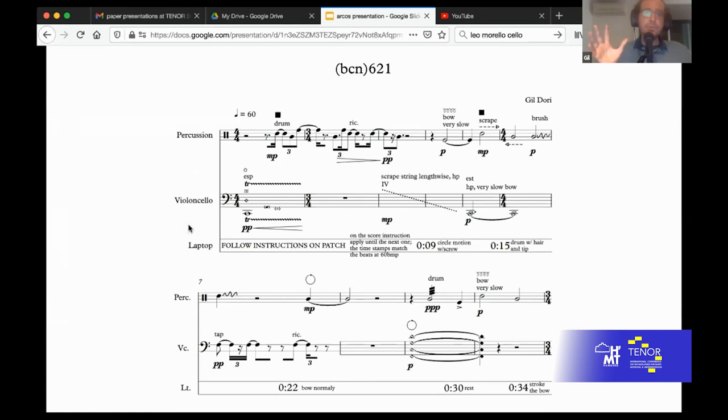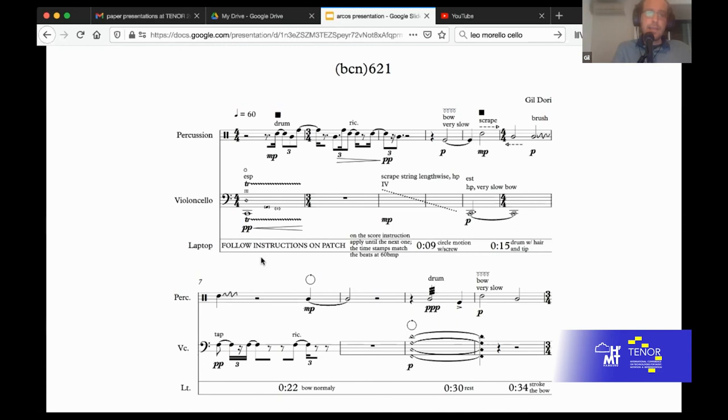was built for a piece, an earlier piece that I wrote for percussion, cello, and this bow. And the whole piece was about bow actions. So both the percussionist and the laptop player, which was me, playing with bows. So for that, I built this instrument. And as you can see, the instructions are only in text, both in the score and with the performance patches for Max.